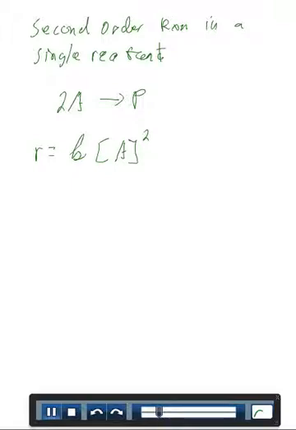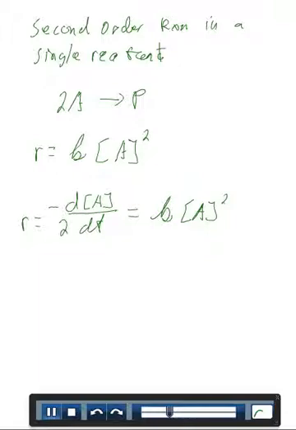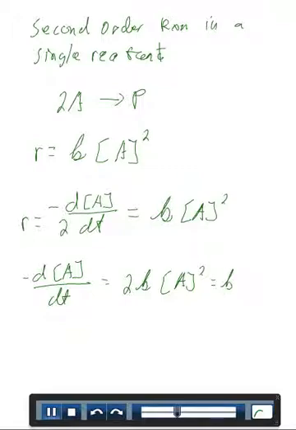Now I can write the rate as equal to the negative concentration change of the reactant A with respect to time, but I need to divide it by 2 because of the stoichiometric coefficient 2 in front of A. And this is equal to also k times the concentration of A squared. So now I have this differential equation that I will rewrite. And I will let 2 times k be equal to k prime.